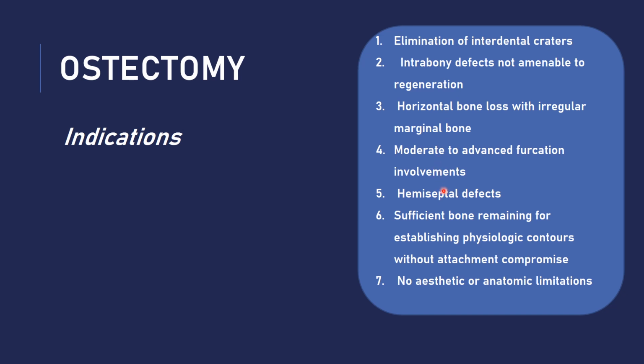And for hemiseptal defects, we need some amount of bone removal, with sufficient bone remaining for establishing physiological bone contours without attachment compromise. If you are able to achieve physiological contour without compromise, you can go for the bone removal. And in case of no aesthetic or anatomical limitations, we can also go for the bone removal.